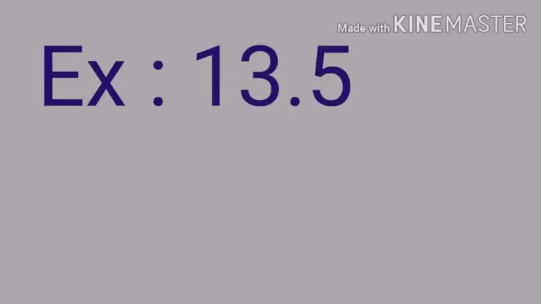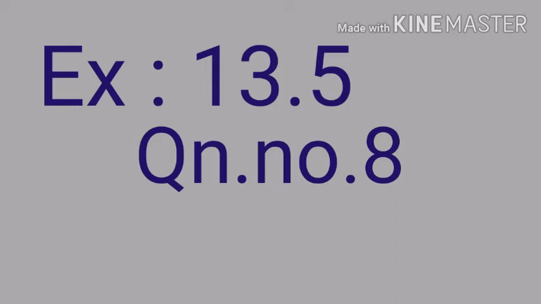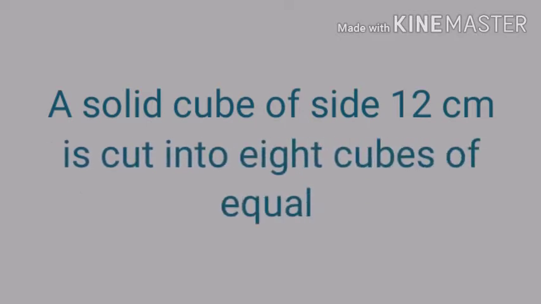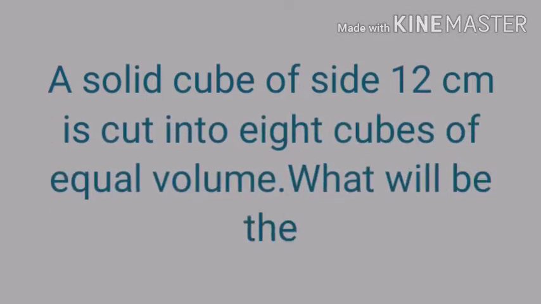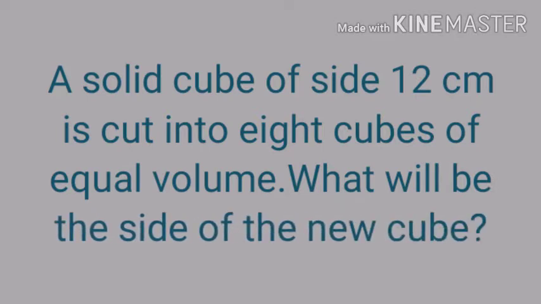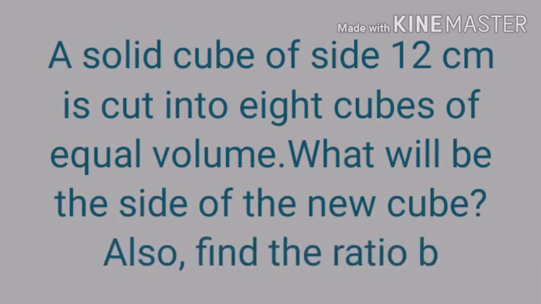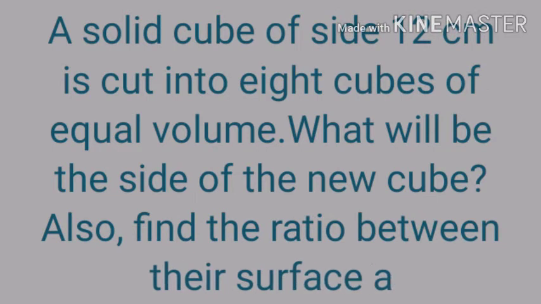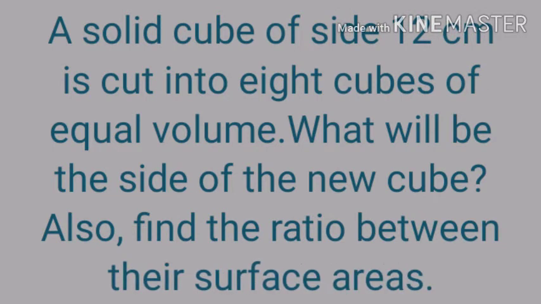Now exercise 13.5 question number 8. A solid cube of side 12 cm is cut into 8 cubes of equal volume. What will be the side of the new cube? Also, find the ratio between their surface areas.